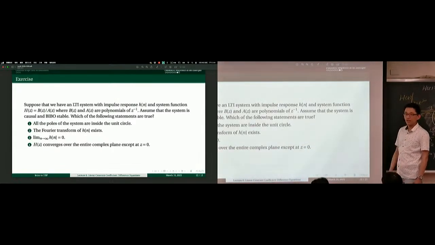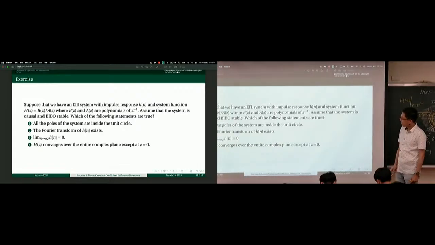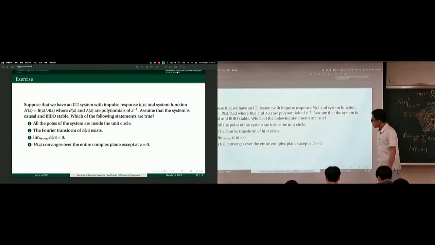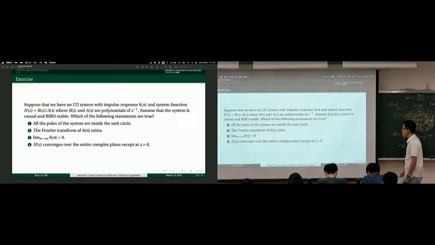Three strikes. Okay, the last one: H of z converges over the entire complex plane except at z equals 0. Is it true?